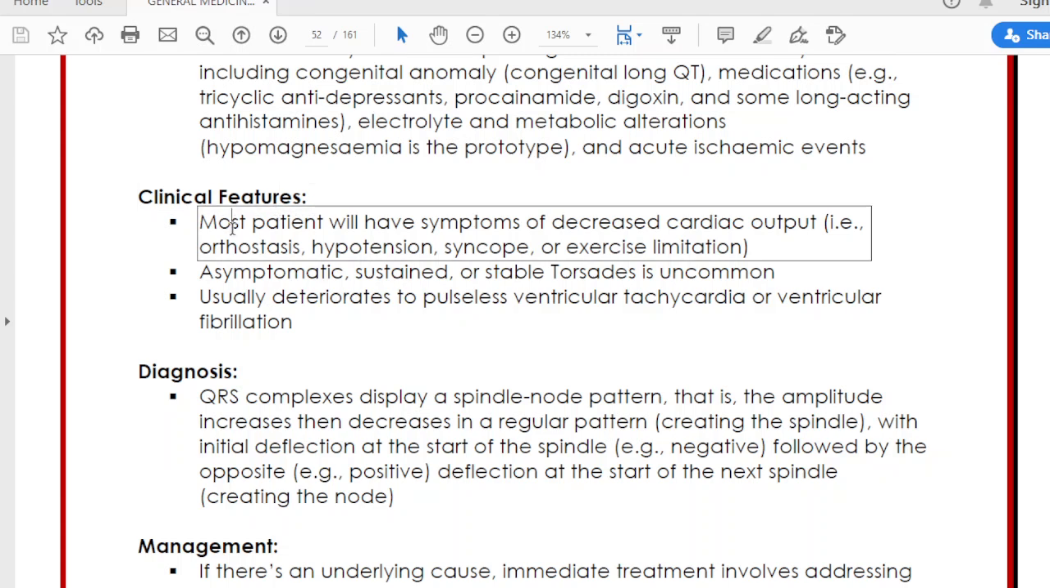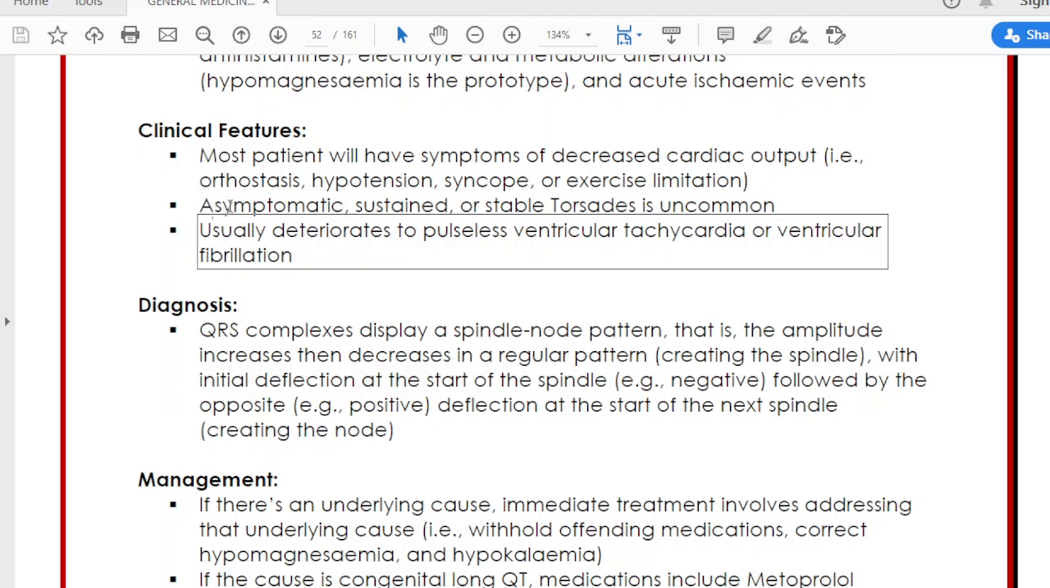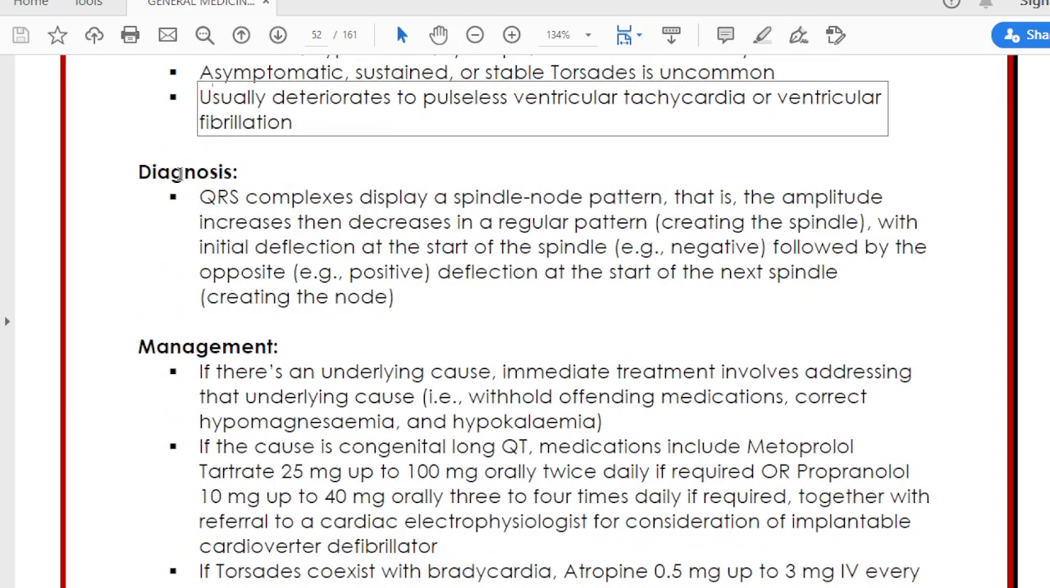Clinical features. Most patients will have symptoms of decreased cardiac output, i.e., orthostasis, hypotension, syncope, or exercise limitation. Asymptomatic, sustained, or stable torsades is uncommon. Usually deteriorates to pulseless ventricular tachycardia or ventricular fibrillation.